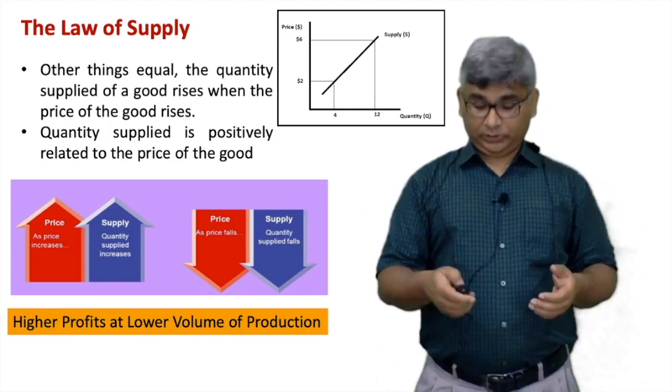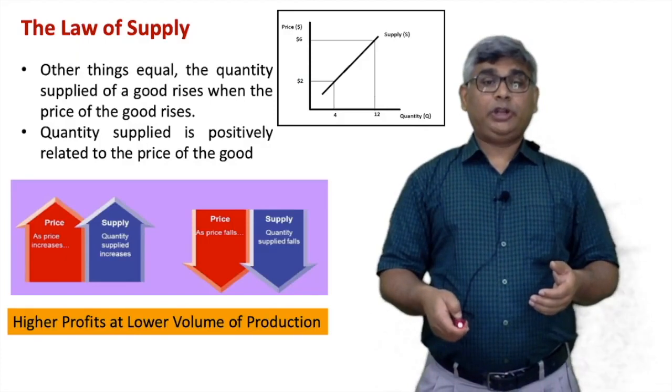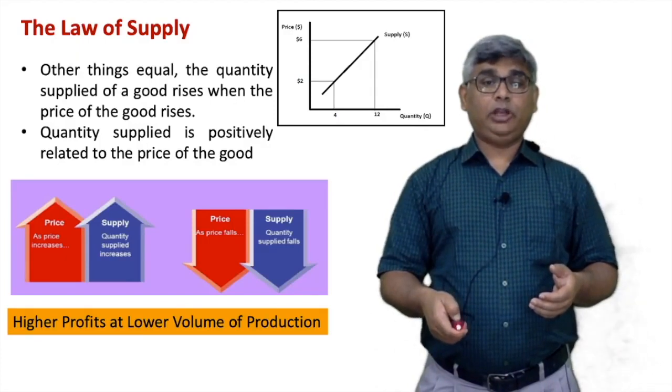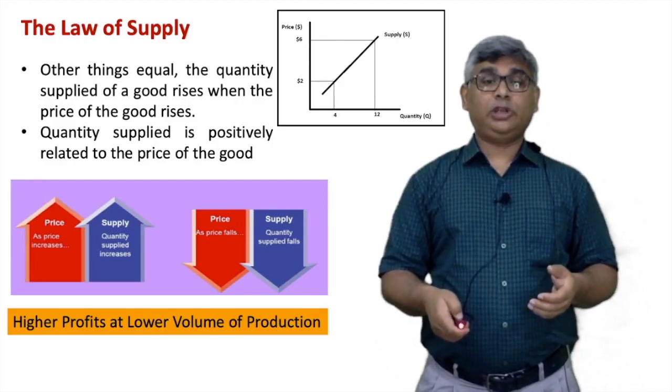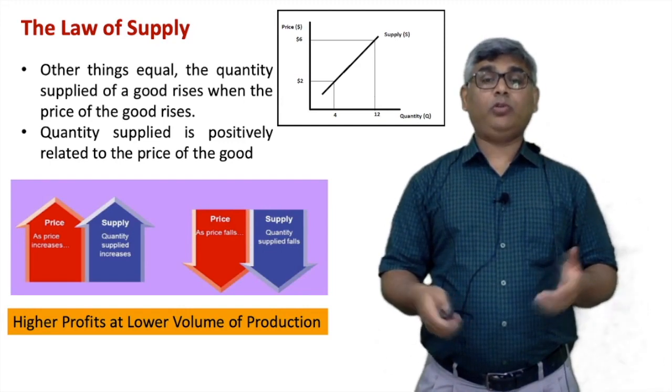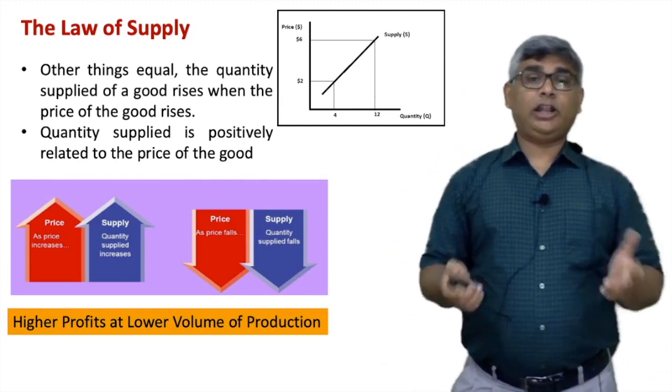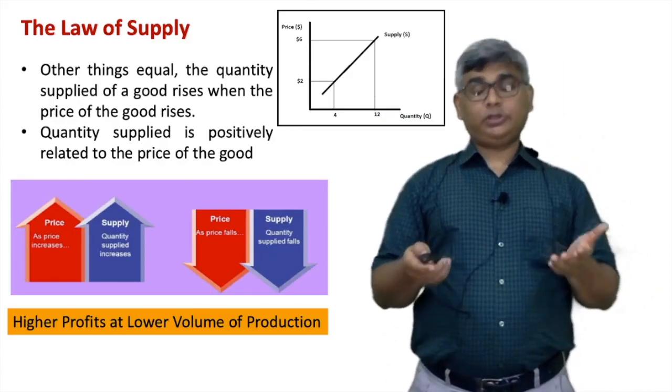Here is the pictorial representation. Increase in price will lead to increase in supply. Decrease in price will lead to decrease in supply. Obviously, the objective is higher profit at lower volume of production. So that is what we mean by the law of supply.